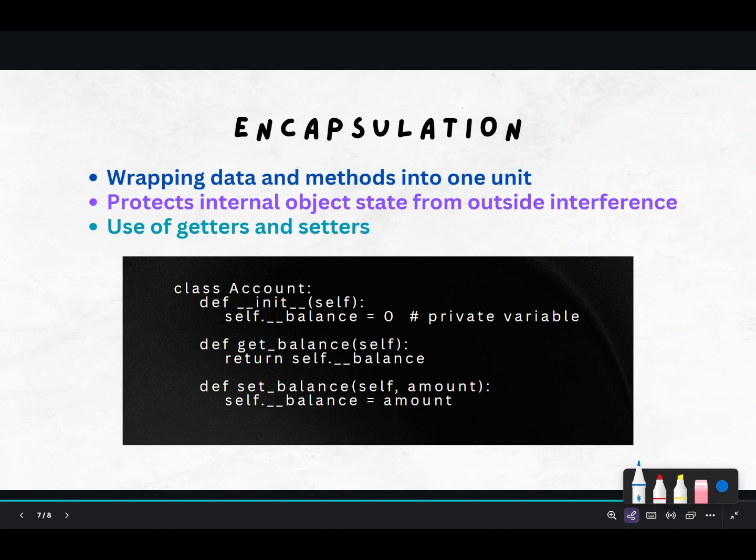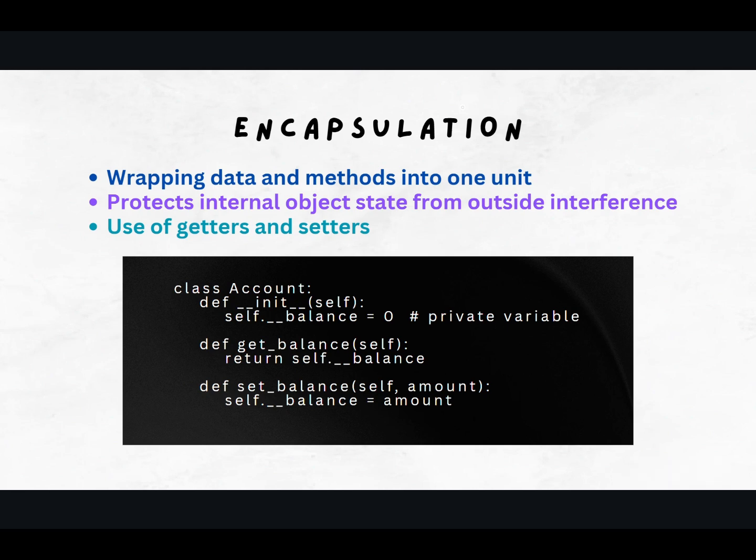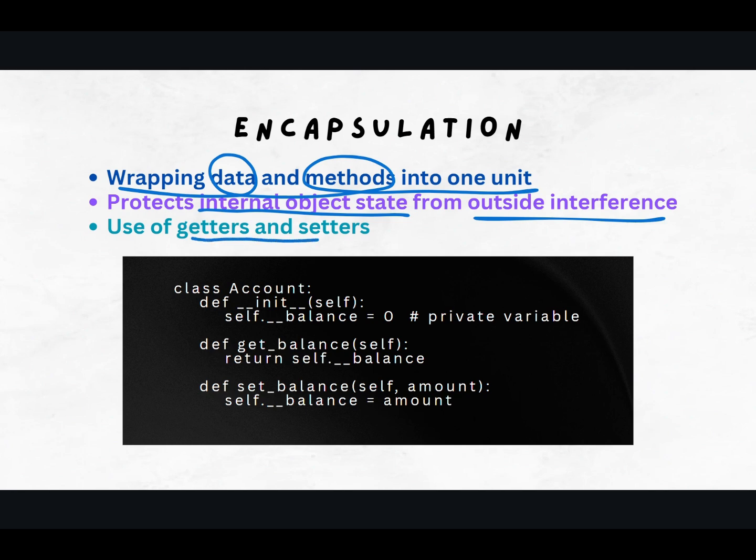Now what is encapsulation? So wrapping data and methods into one unit. It protects internal object state from outside interference, and it uses getters and setters. So here we have a class called Account. Now this is a constructor. This is get_balance, so a getter method, and this set_balance is a setter method.